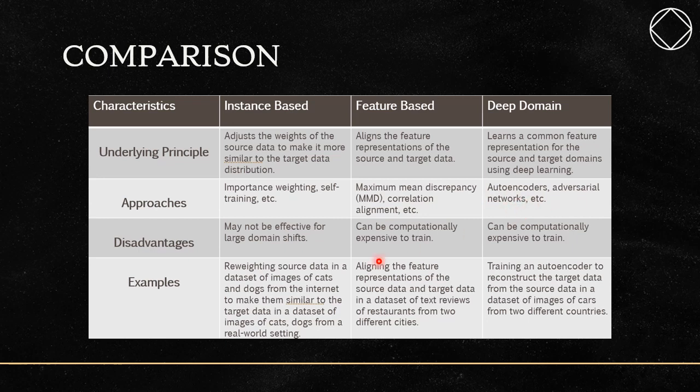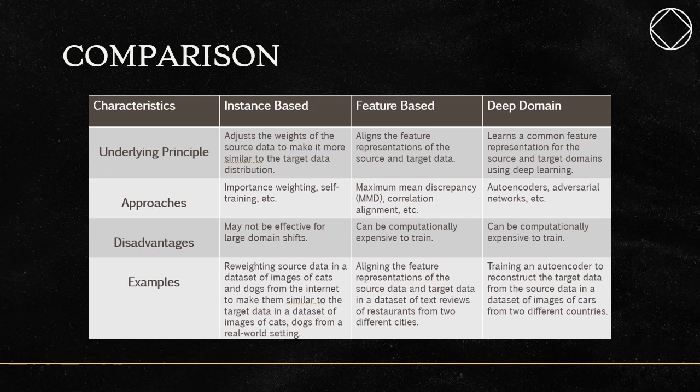So what are the disadvantages? We have already talked about the advantages. The instance based approach can't be very effective, which is why we need feature based adaptation, as we see in computer vision or speech recognition. And the deep domain approach can be computationally very expensive. We have already talked about examples of when to use instance based, when to use feature based, and when to use deep domain.